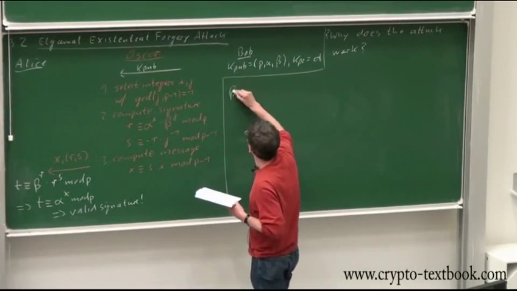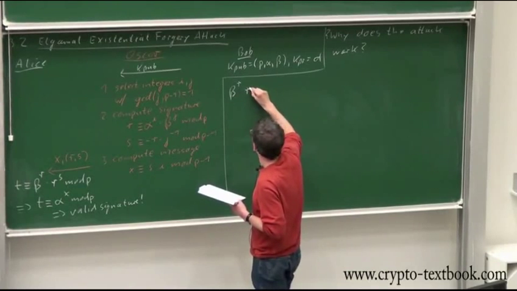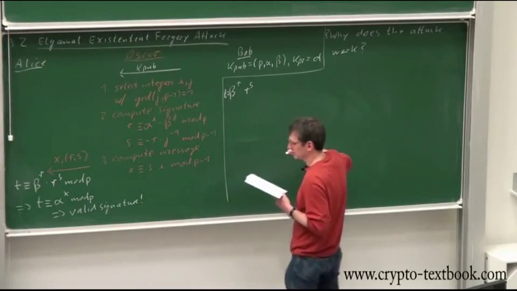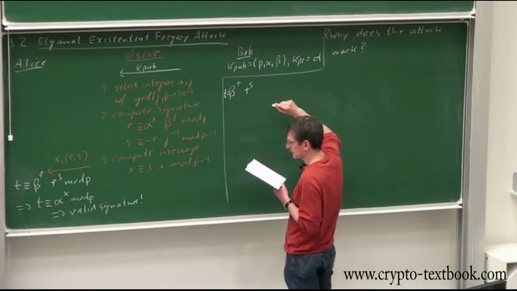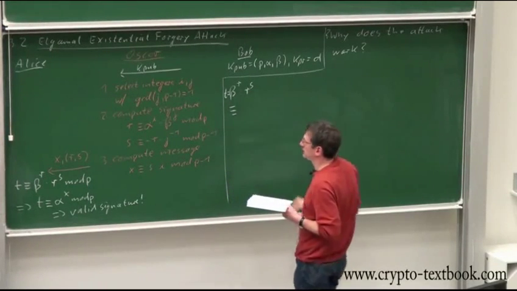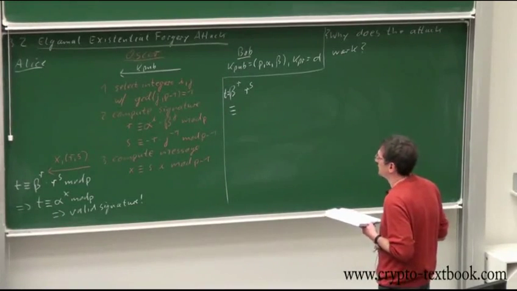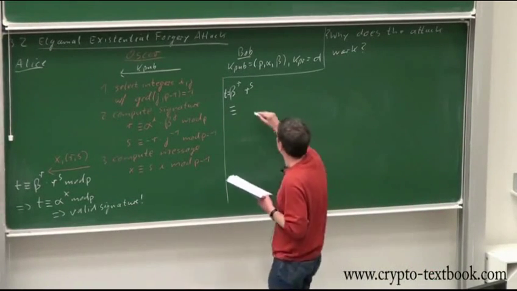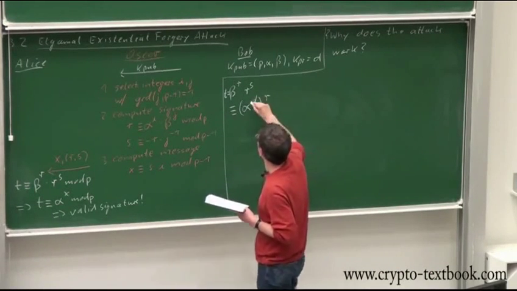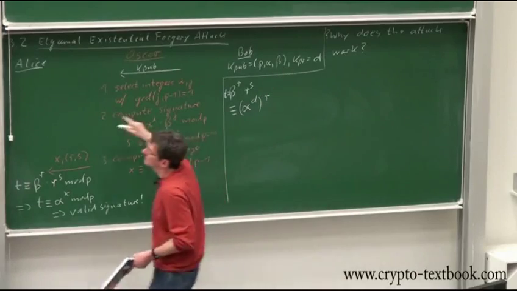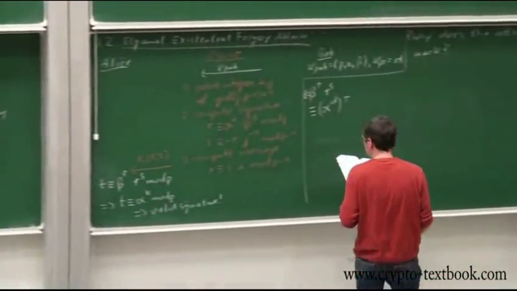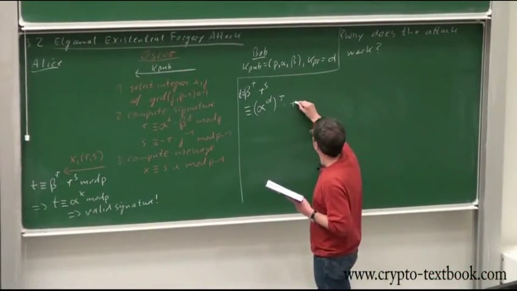So this is t is equal to... so this now again we only do substitution. We look at what beta is. Beta is alpha to the d to the r. Beta still comes from, it's the original beta from Bob here. That's a discrete logarithm problem. Times r times s.